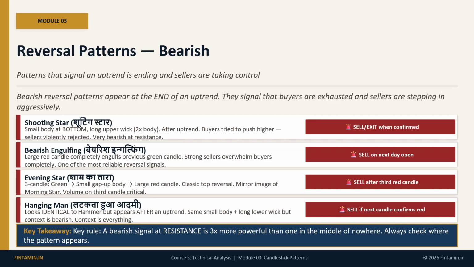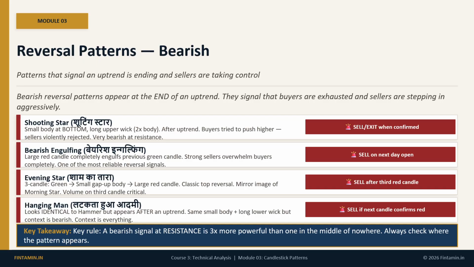Bearish reversal patterns appear at the end of an uptrend. They signal that buyers are exhausted and sellers are taking over. The shooting star. A small body at the bottom of the candle with a long upper wick, at least 2 times the body. Buyers pushed the price up aggressively, but sellers violently rejected the highs. After an uptrend at resistance, this is a strong sell signal.